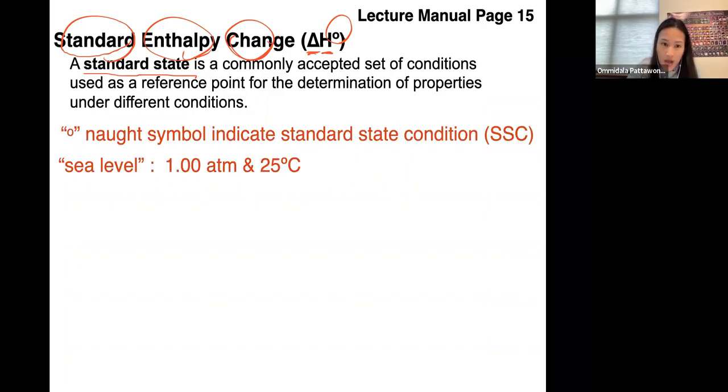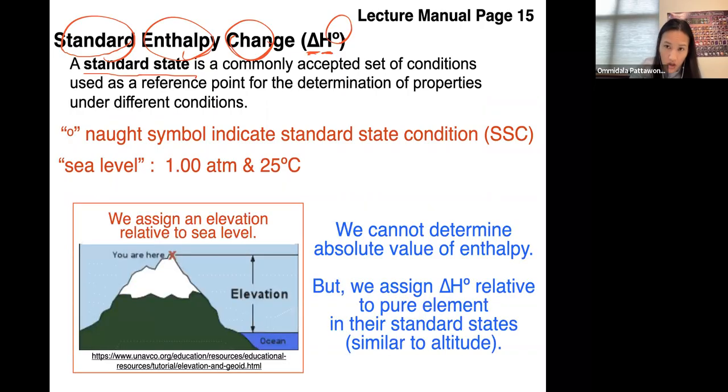Okay, so in this case, I'm going to use a scenario of elevation again. Why do we need a standard state? If we take a look at elevation, the standard state of elevation would be sea level, right? Because we set sea level at 0, anything above that would be that elevation, like whatever altitude that is.